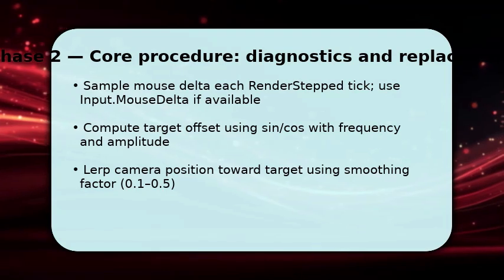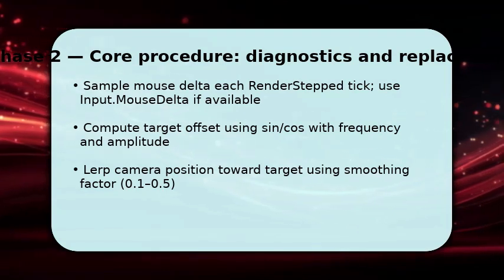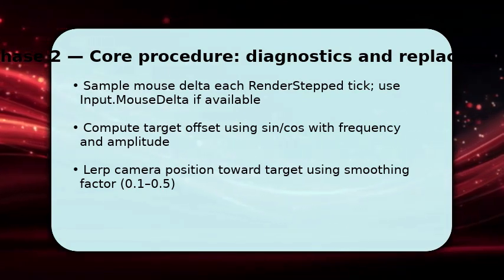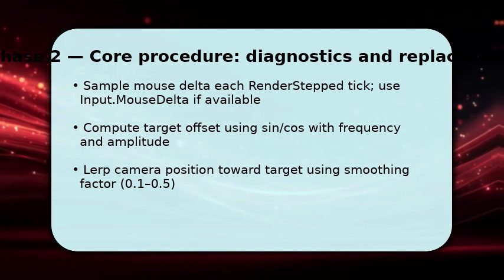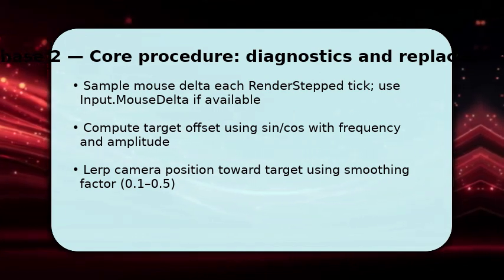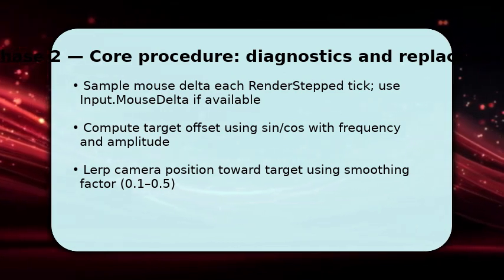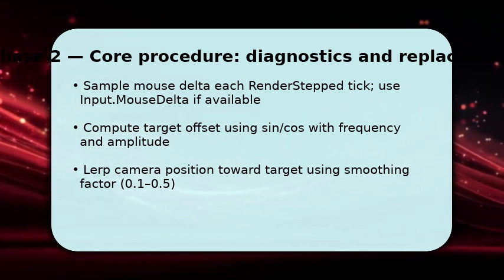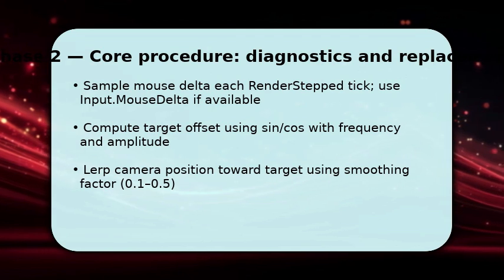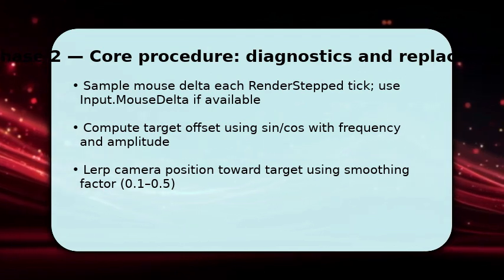Once your LocalScript runs, capture mouse delta each RenderStepped tick so you get smooth per-frame input. Mouse delta or UserInputService movement works. Convert that delta into a target using sin and cos functions. Frequency controls speed, amplitude controls magnitude, so small mouse nudges produce gentle sway.